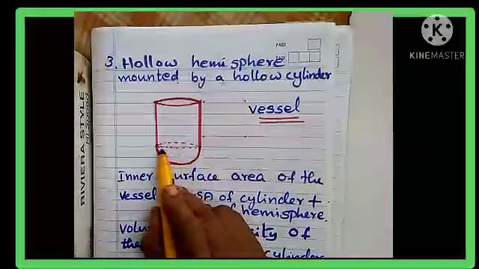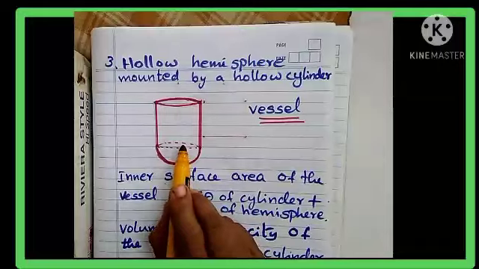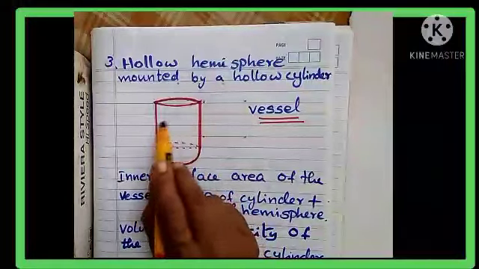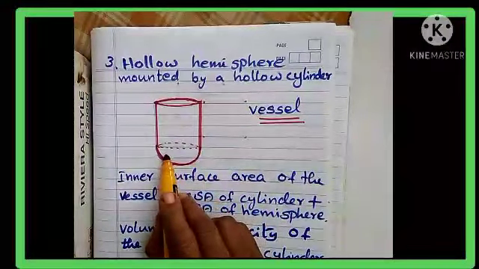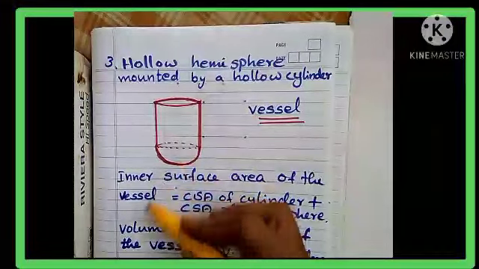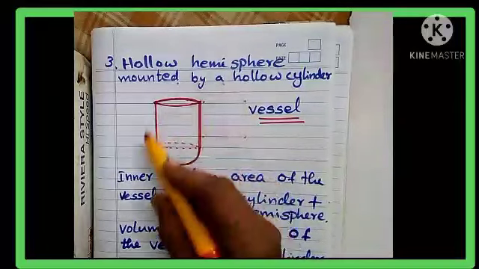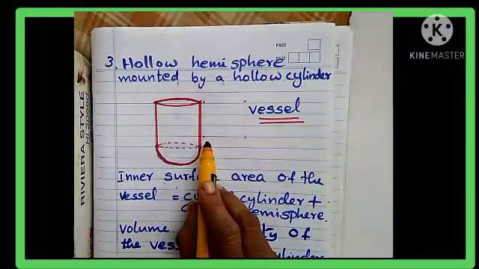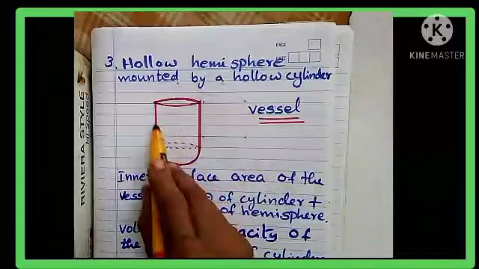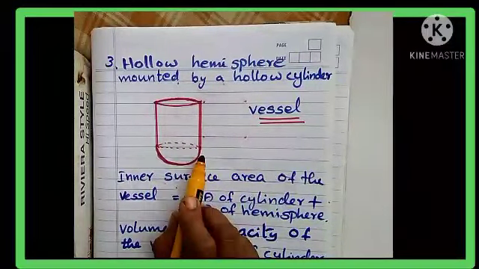That will be the CSA of the hemisphere plus the CSA of the cylinder. Understand? Inner surface or outside surface, the outer surface also has the same area. What is the outer surface area of this vessel? There also we can say the CSA of the cylinder and the CSA of the hemisphere, just adding.